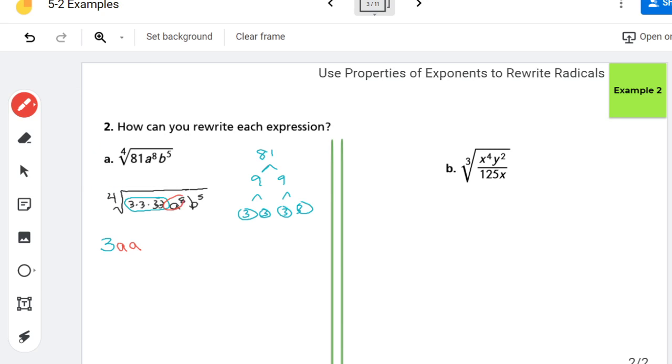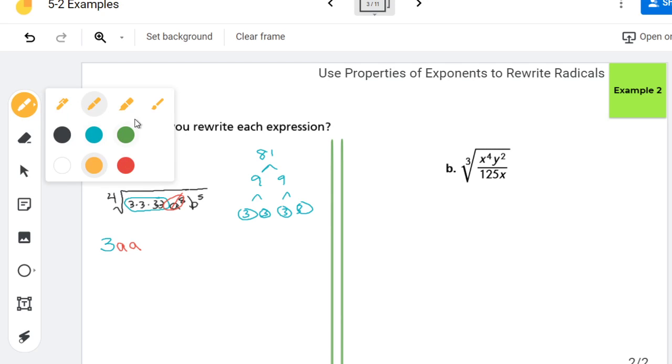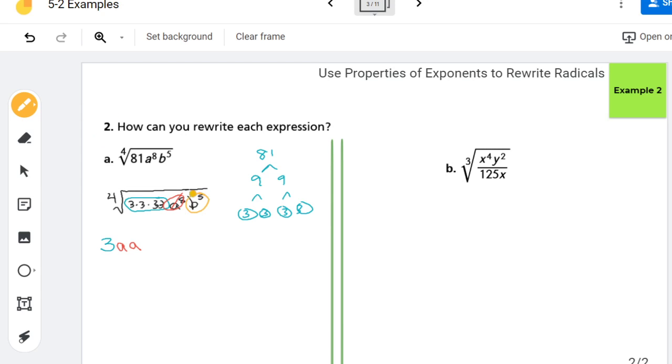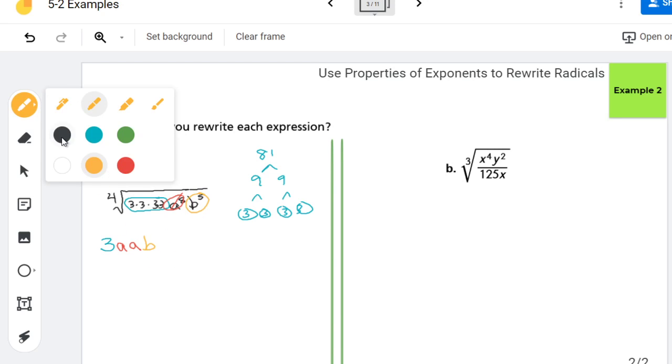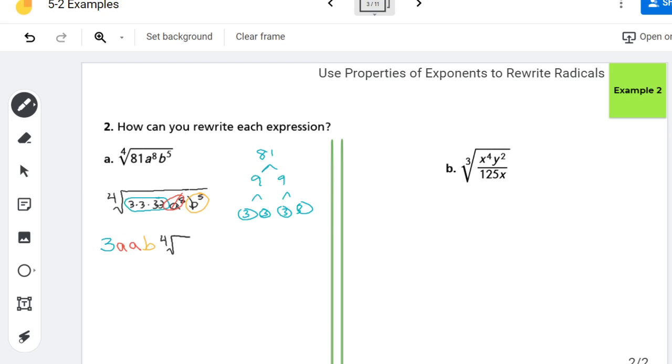Should cross out my a's. So I took all those a's. There aren't any left, right? Now the b's, there's 5 b's. So I'm going to use 4 of them to take a b out of the house. But still inside this radical, still inside this house, I still have 1 of them. So there's 4 of the b's, and then there's 1 left here. Because that's like b to the 4th times b, okay? And then I'm going to go ahead and stack those a's up. And there it is.